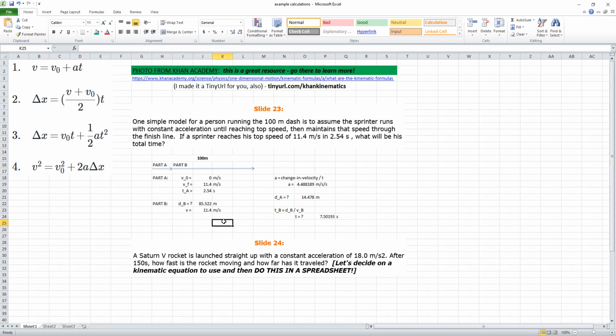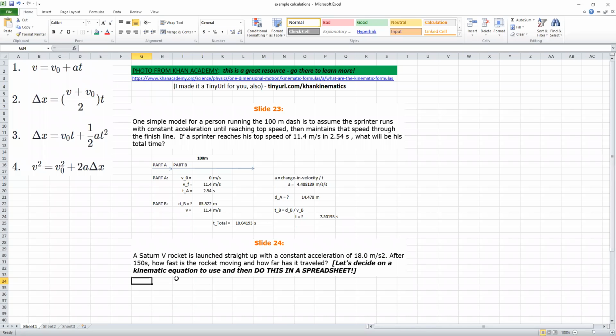So the total time, T total or TAB or whatever you want to do, is just going to be the sum of those two times. Right. So about 10 seconds.